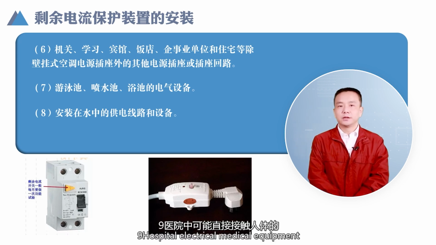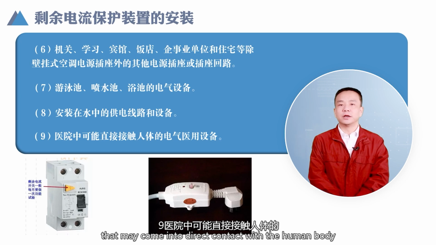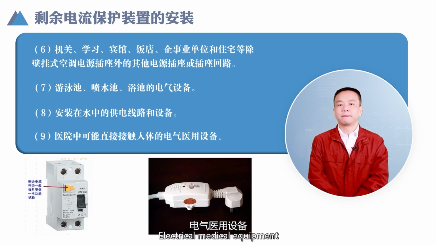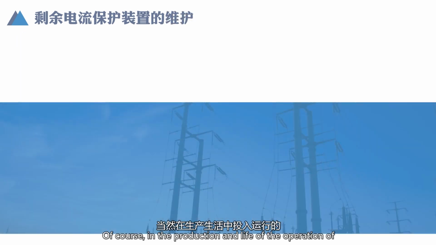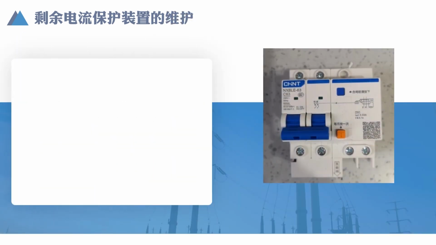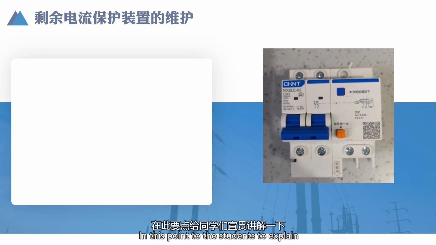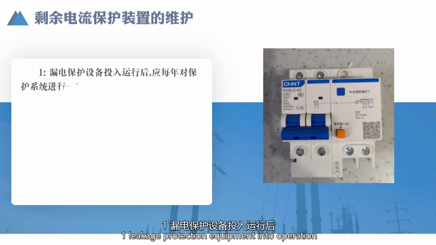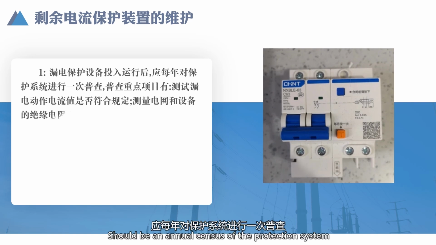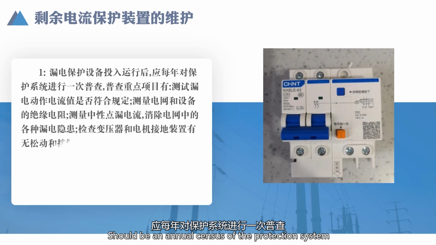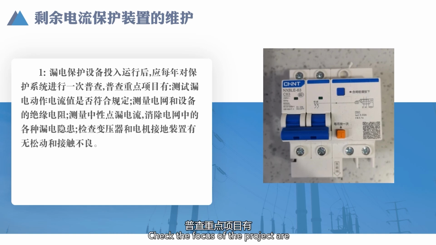9. Hospital electrical medical equipment that may come into direct contact with the human body. Electrical medical equipment, of course, in the production and life of the operation of residual current protective devices also need to be maintained. In this point to the students to explain, 1. Leakage protection equipment into operation should be an annual census of the protection system. Check the focus of the project are.